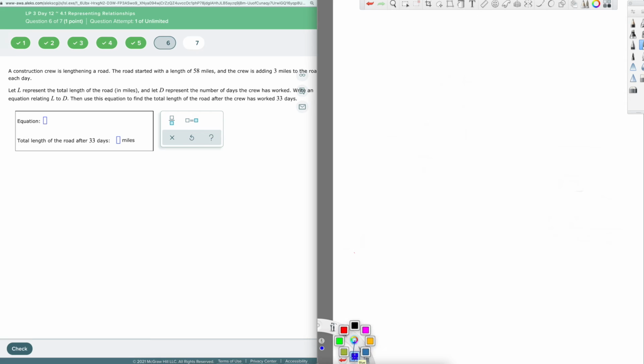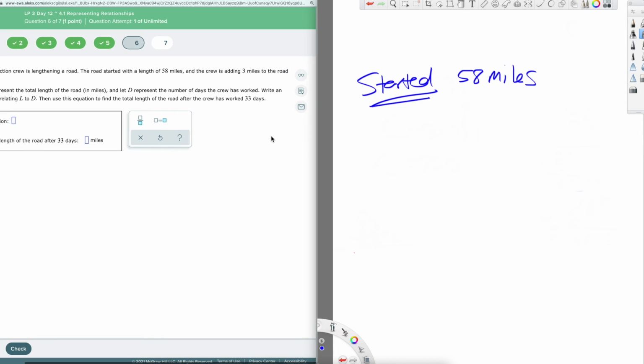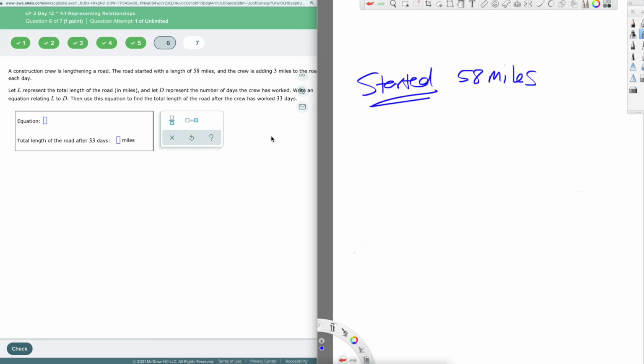Okay, so a construction crew is lengthening a road. The road started with a length of 58 miles. Started with 58 miles. So started, that's very important. That's telling us where we're starting, quite literally. The crew is adding 3 miles of road each day. So it's plus 3 miles per day that they work.